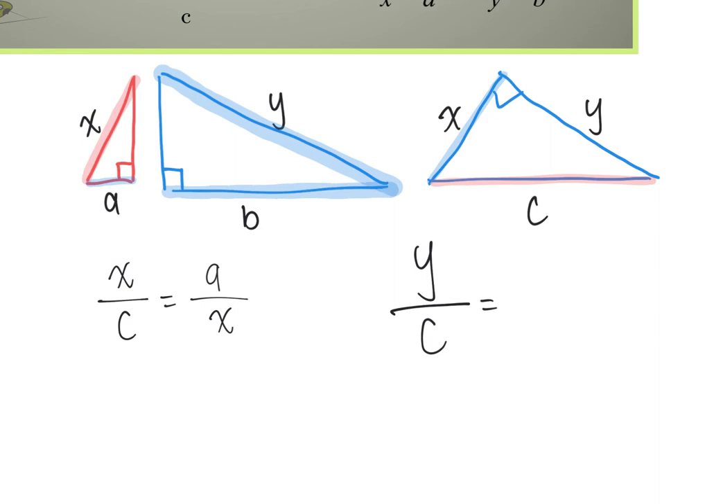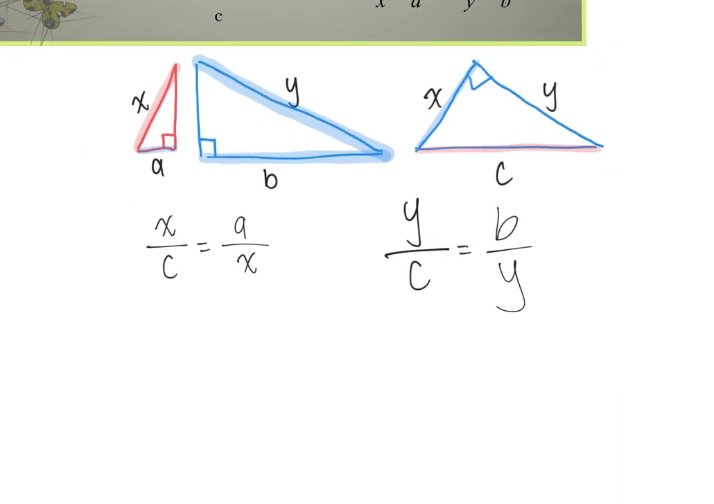now B is the leg in the blue, the medium sized triangle, right? Is that the longer leg or the shorter leg? B is longer. Do you see how B is much longer than the other leg? Okay, so B is the longer one. And what's the longer leg in the biggest triangle? Y. Do you see how it's going to be a geometric mean again?